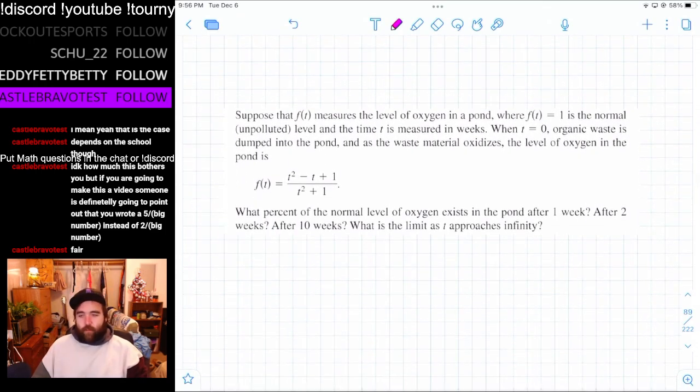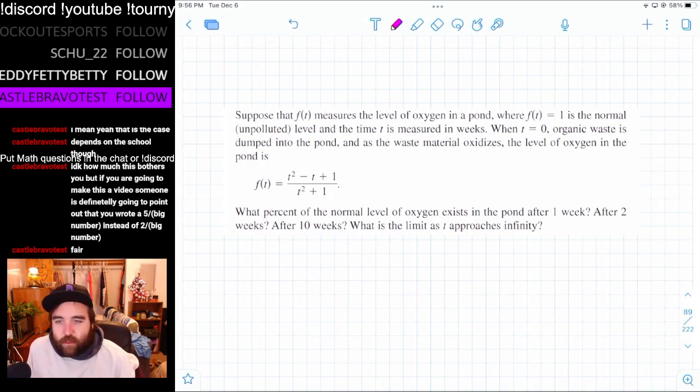All right, now I got a word problem. Suppose that f of t measures the level of oxygen in a pond where f of t equals 1 is the normal unpolluted level and time t is measured in weeks. When t equals 0, organic waste is dumped into the pond, and as the waste material oxidizes, the level of the oxygen in the pond is f of t equals t squared minus t plus 1 over t squared plus 1. What percent of the normal level of oxygen exists in the pond after 1 week, after 2 weeks, after 10 weeks? What is the limit as x approaches infinity?